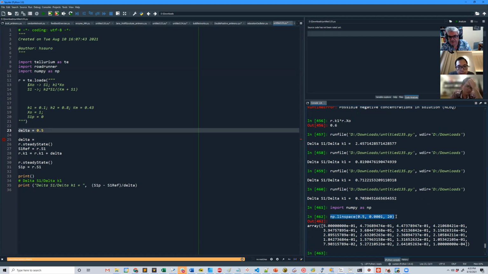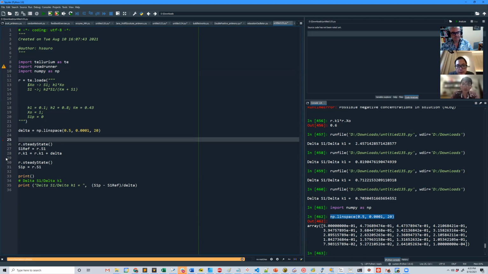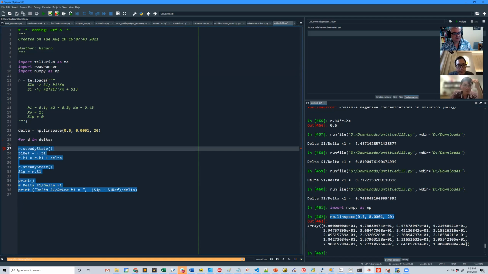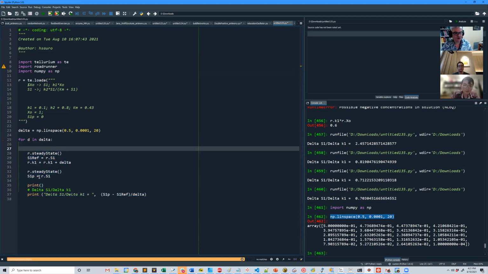These will be my delta numbers, okay? And they're slowly getting smaller and smaller. Okay, good. So now I'm going to start a loop here then, for d in delta. Do that, and then I will indent that. I need to make sure that I'm starting off, need to reset K1 back to what it was each time. Its initial value is 0.1, okay?